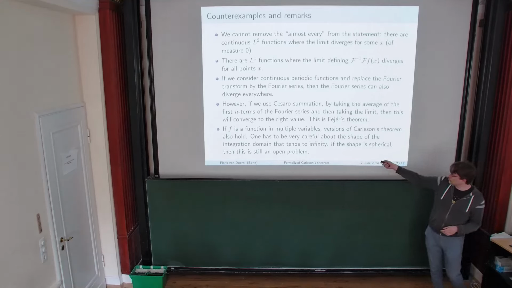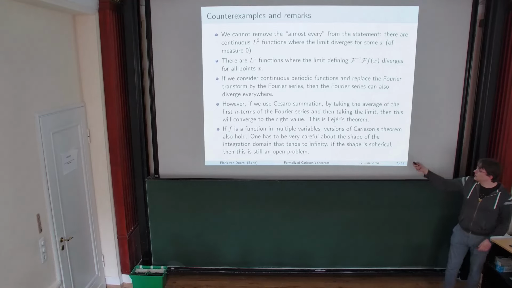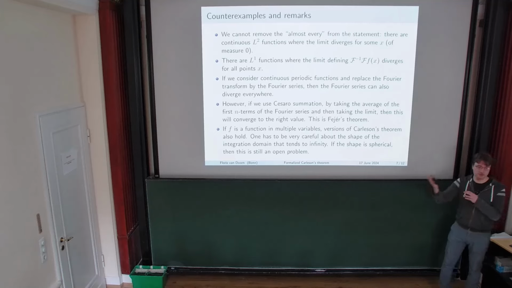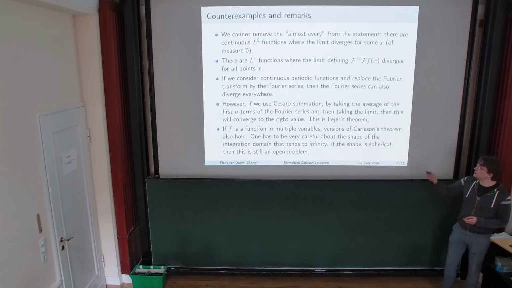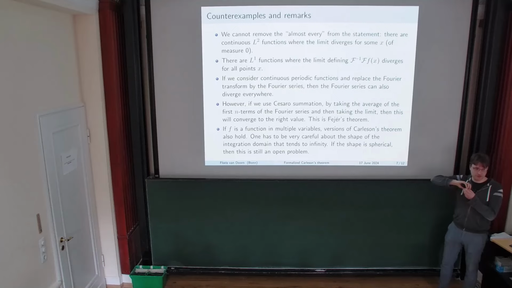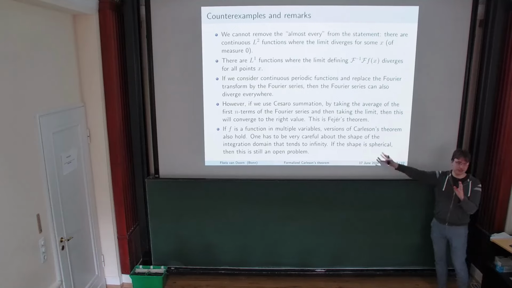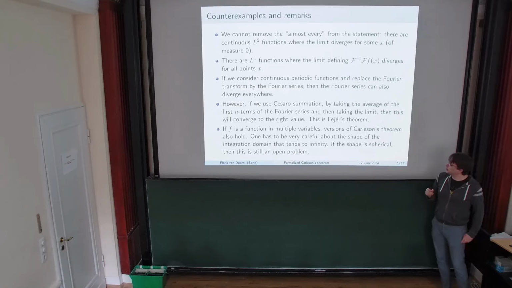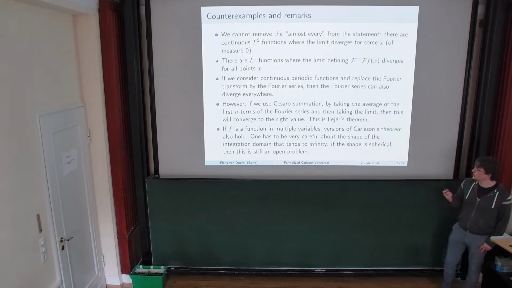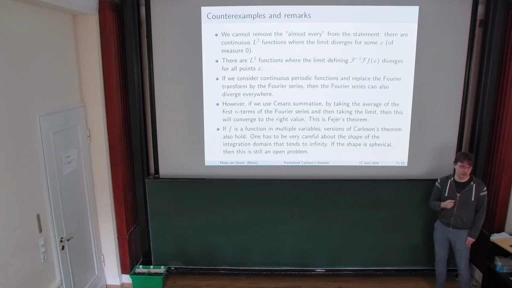Another result that you might have seen is that if you don't take the limit of the Fourier series but the average of the first n terms of the Fourier series, and then take the limit as n goes to infinity, that converges to the right value, at least if the function is continuous. And this is, again, a pretty basic result.